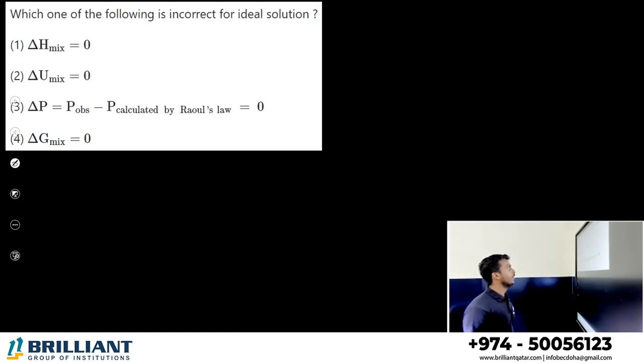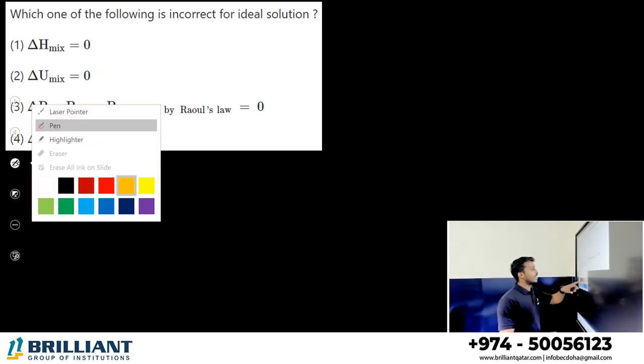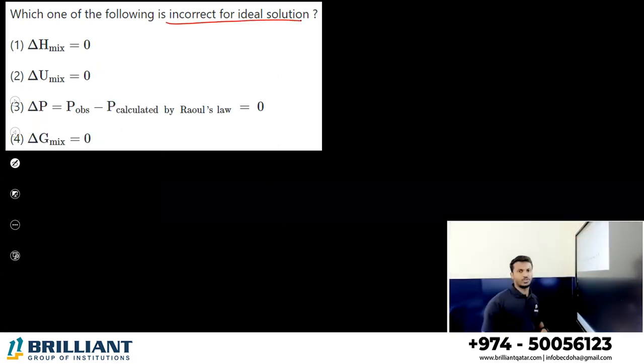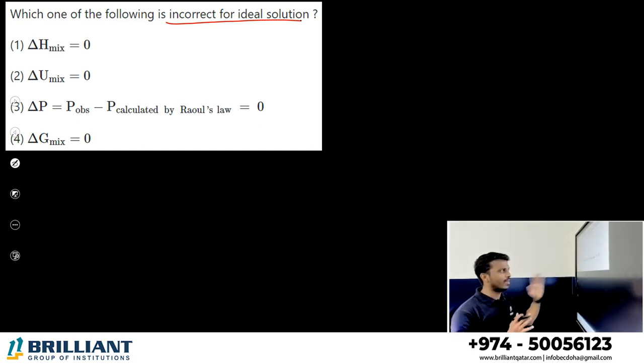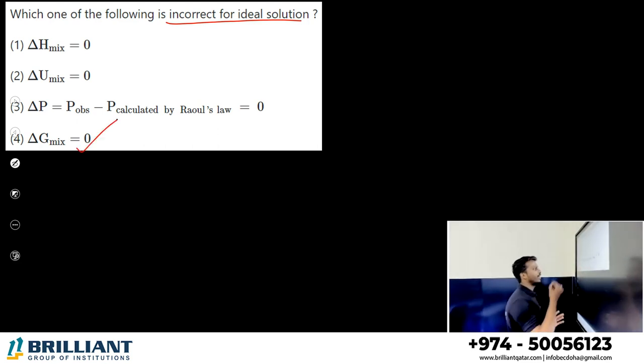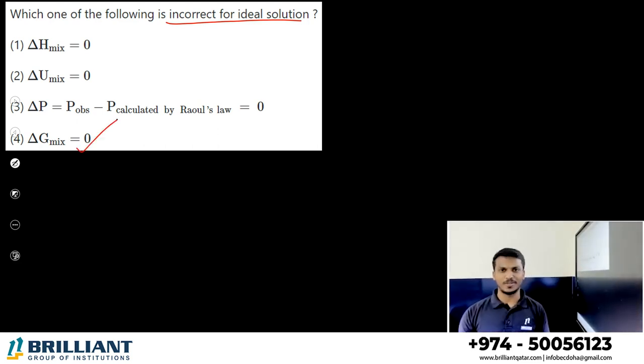Next one. Which one of the following is incorrect for an ideal solution? Delta H mixing 0, delta U mixing internal energy 0, and delta P, change in pressure, which you can calculate through observed pressure divided by the Raoult's law calculated pressure, 0. Delta G mixing equal to 0. Dear student, delta G mixing equal to 0, that is wrong.